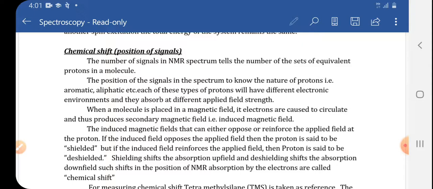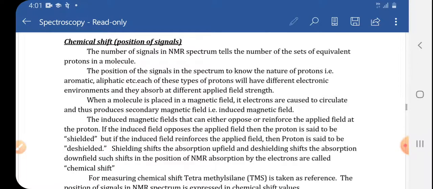In the same way, the position of the signals in the NMR spectrum shows the nature or character of the protons present in the molecule. It means whether it is aromatic or aliphatic, like that. Okay. We have already discussed this in NMR principle.